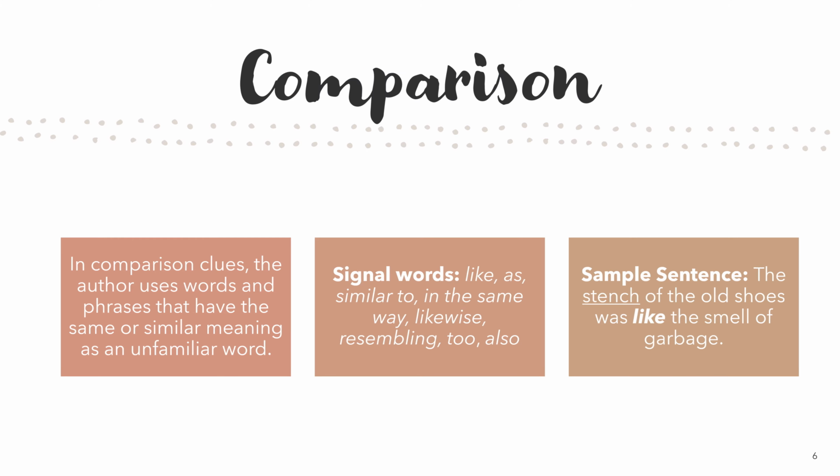In comparison clues, the author uses words and phrases that have the same or similar meaning as an unfamiliar word. He might use the words like, as, similar to, in the same way, likewise, resembling, to, and also as his signal words. Now, look at the example sentence. The stench of the old shoes was like the smell of garbage. The difficult word here is stench, and it is being compared to the smell of garbage. Therefore, we can conclude that the meaning of stench is a bad or very unpleasant smell.